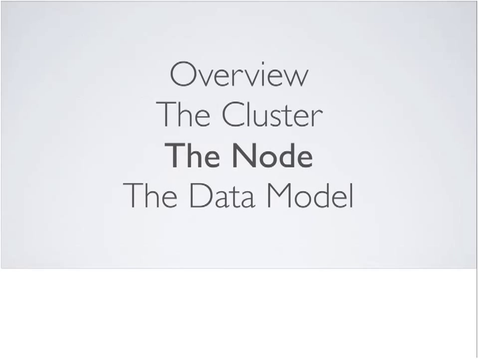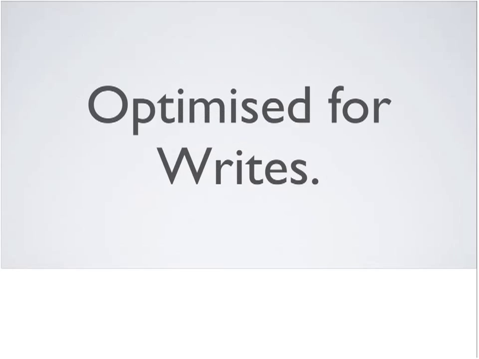So let's jump down now to the node and see how this works as what is essentially just a fast database. All this stuff we've talked about at the cluster level is managing the cluster, but we just need to take data out of memory, put it on disk, take data off disk, put it in memory. And Cassandra is optimized for writes. Your traditional relational database is optimized for reads.